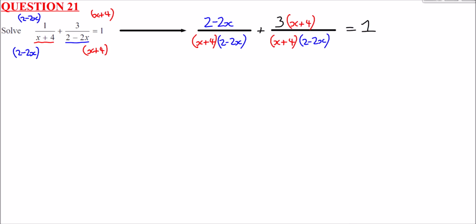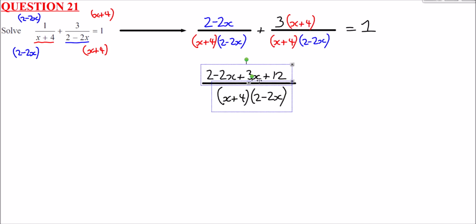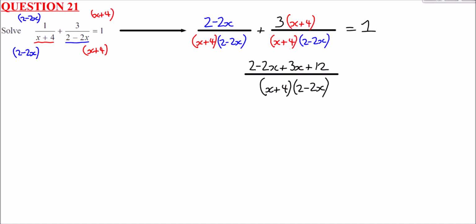Because both fractions now have the same denominator, I can now combine them into a single fraction. So now I'm going to put this all over x plus 4, 2 minus 2x. And on the top, we're going to have 2 minus 2x. Expand this one, we get plus 3x plus 12. That's going to equal 1.